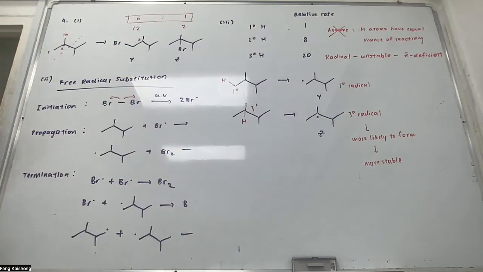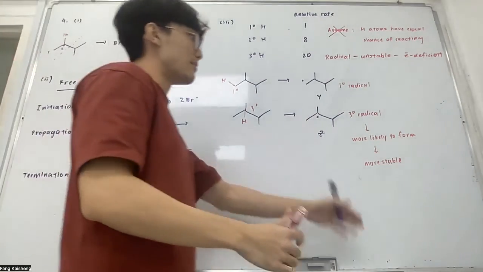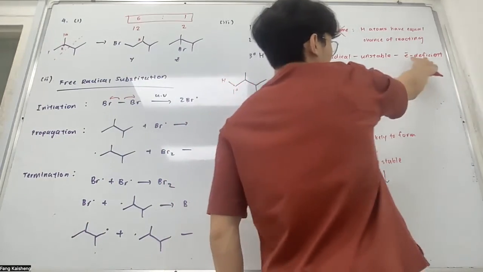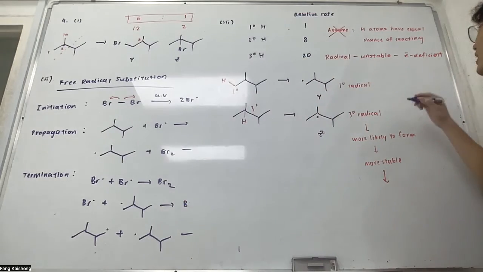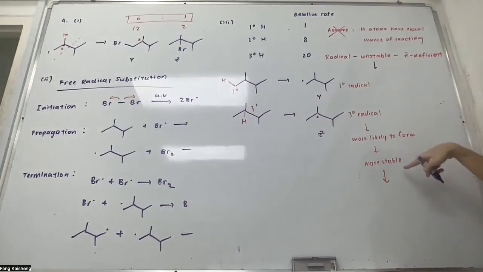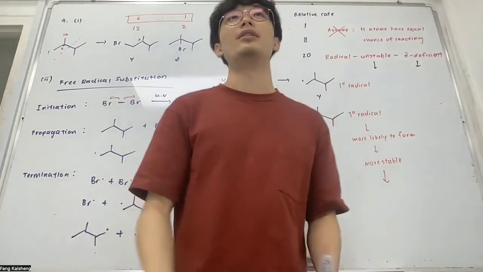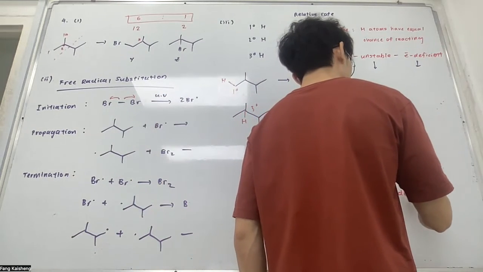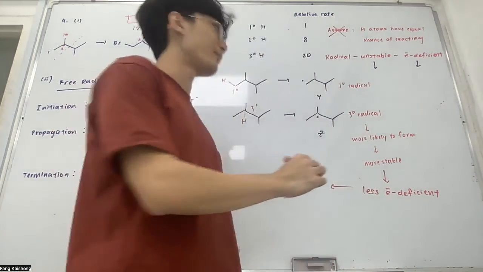So in other words, if the tertiary radical is more stable, it means the tertiary radical is what? Less unstable means more stable, right? Same thing. That means it's less electron deficient. Can you see that? Something that's more stable isn't as thirsty, isn't as desperate. So in other words, it's less deprived. Less electron deficient. Why is it less electron deficient?